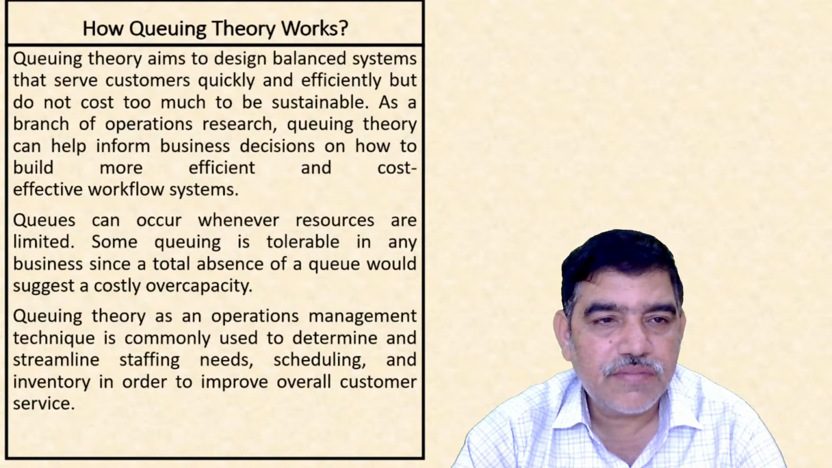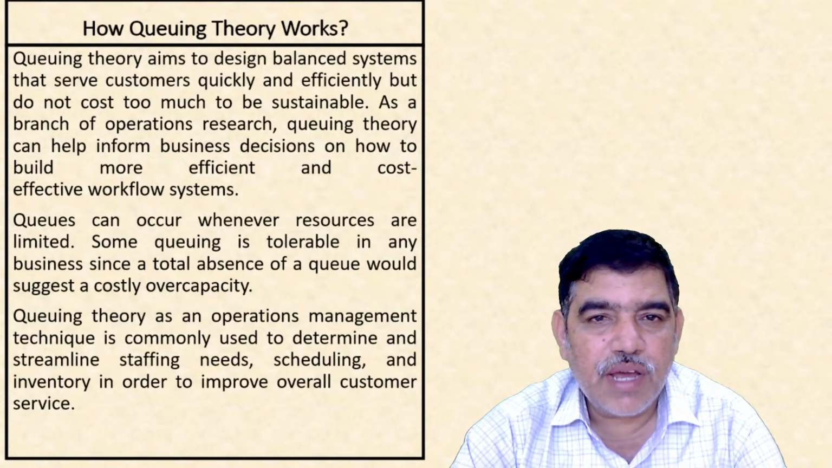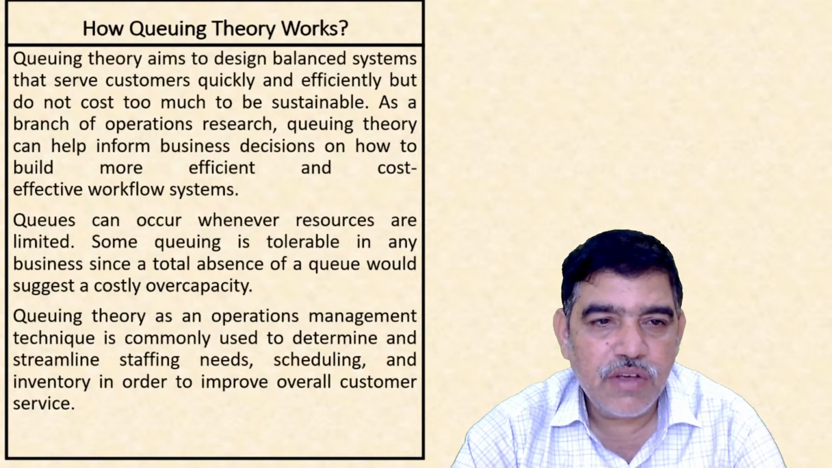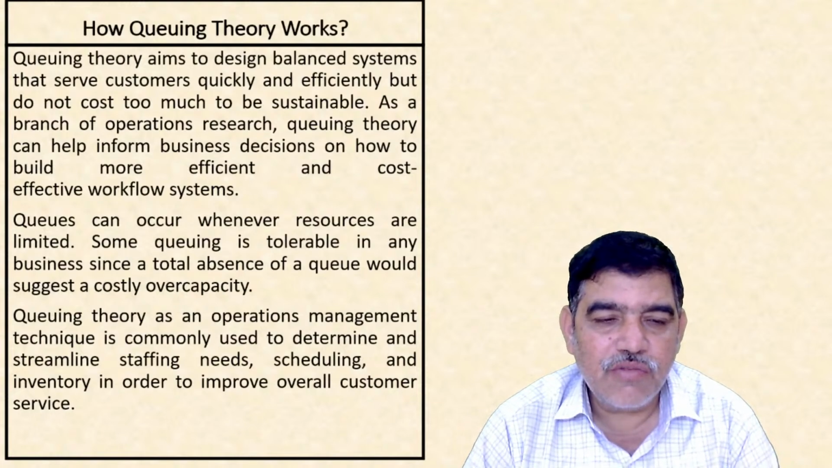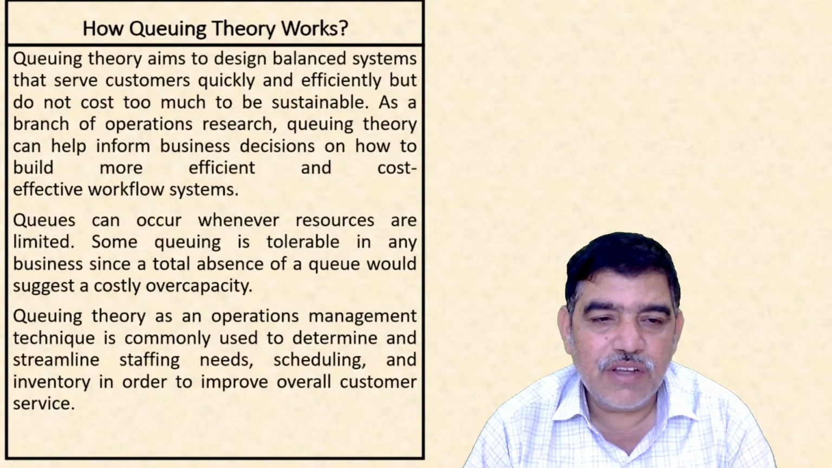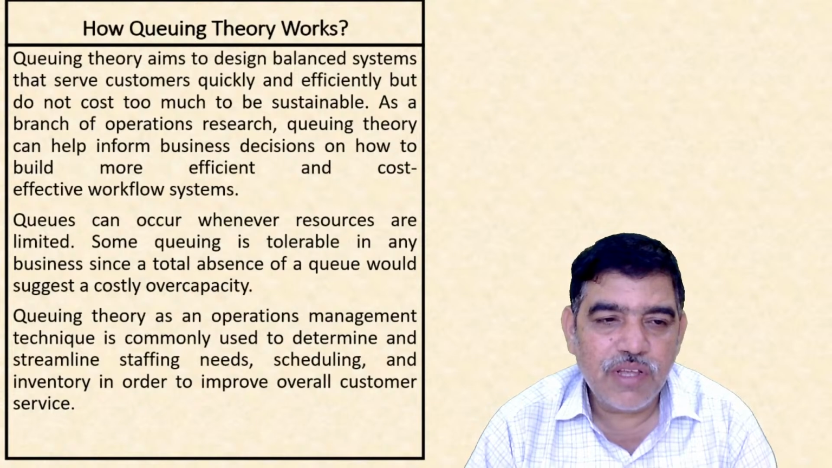Then how does queuing theory work? Queuing theory aims to design balanced systems that serve customers quickly and efficiently, but do not cost too much to be sustainable. As a branch of operations research, queuing theory can help inform business decisions on how to build more efficient and cost-effective workflow systems. Queues can occur whenever resources are limited. For example, suppose there is one service point, that means one server where the customers get the service. If there is one service point and the number of customers is large, then the queue will occur.